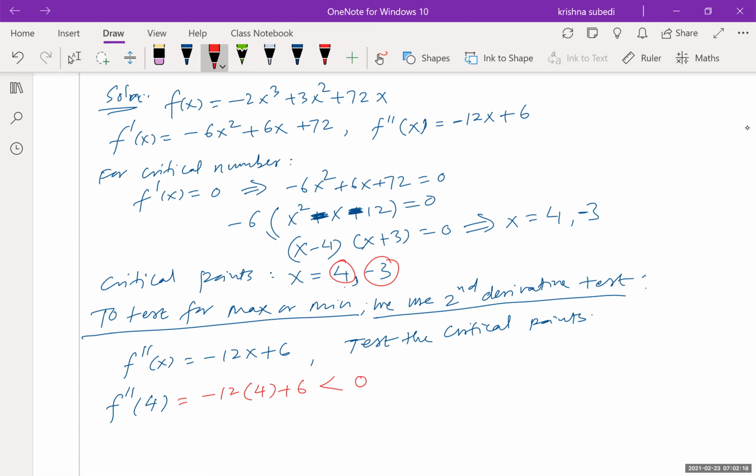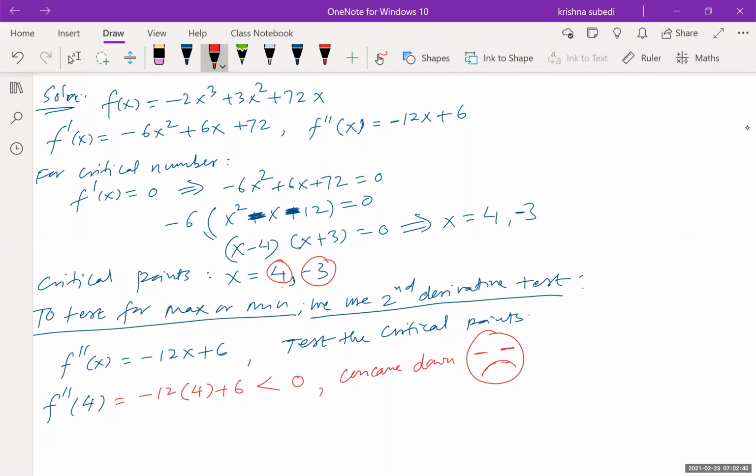Clearly, this is negative. So that means 4 must be, what does that mean? Second derivative negative means concave down. Okay, concave down. It's like negative means a negative mood, you can see, not happy, concave down. So if it is concave down, that means clearly it will have a maximum value. So we have maximum.